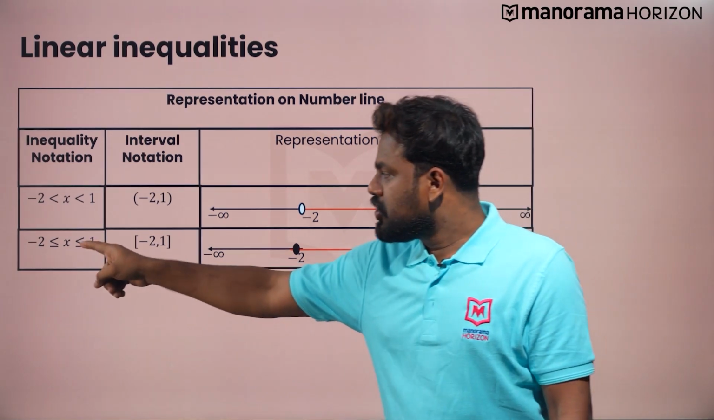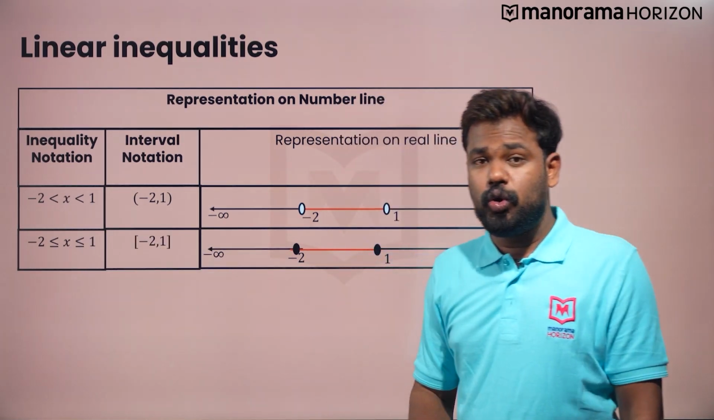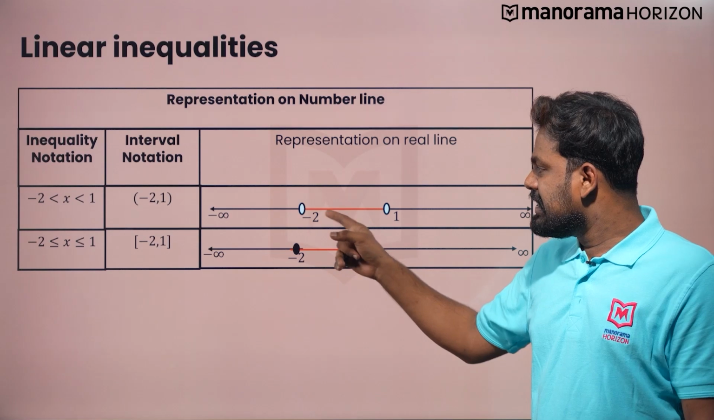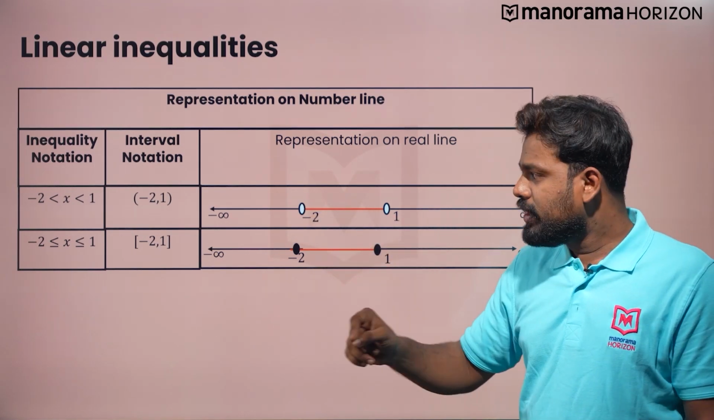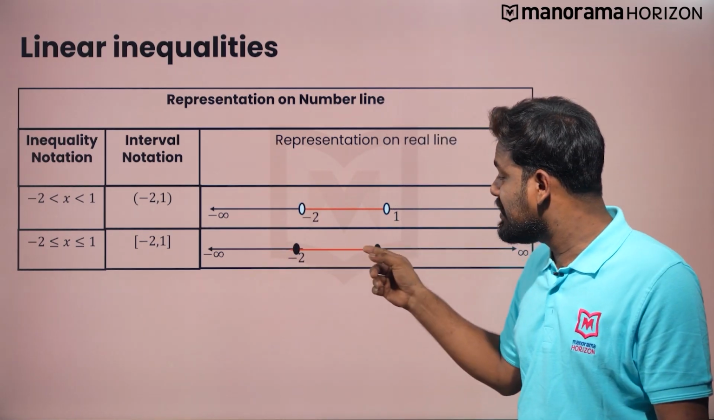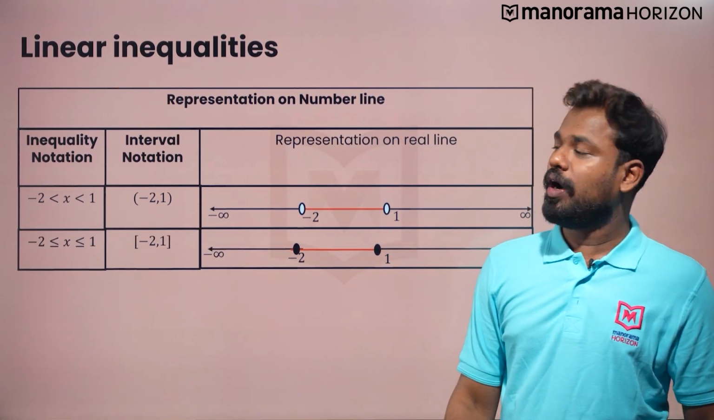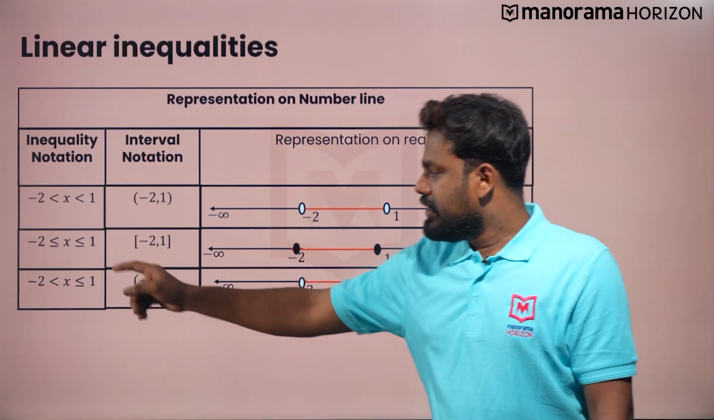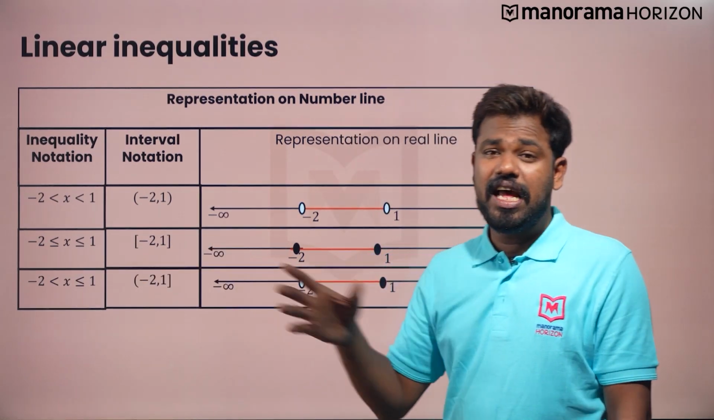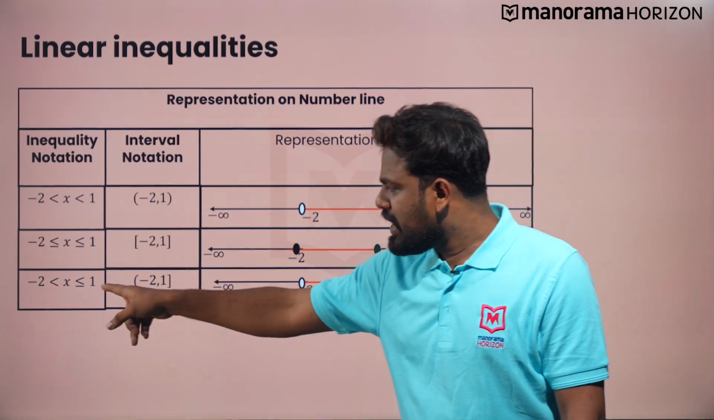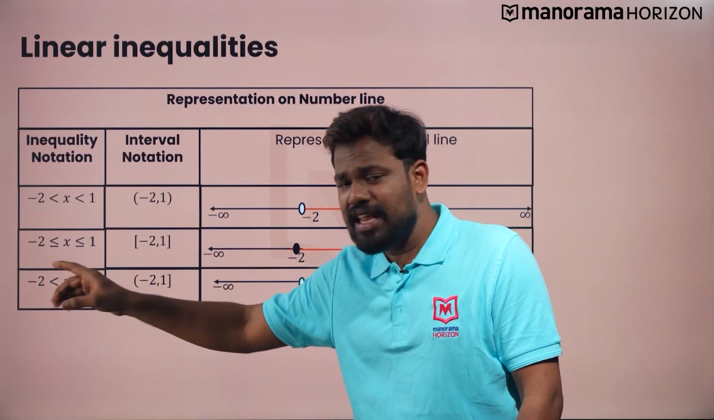And the next one is minus 2 less than or equal to x less than or equal to 1. So here, the same area I'm shading, but along with that I have to shade minus 2 as well as 1, because it is taking both negative 2 and 1. And the next one is minus 2 less than x less than or equal to 1. So here one side is having less than or equal to, but the other side is having only less than.